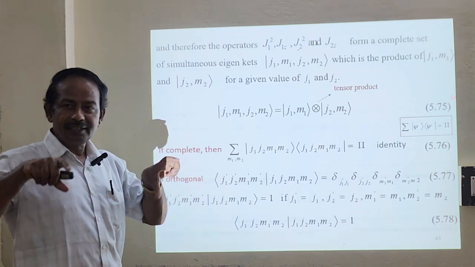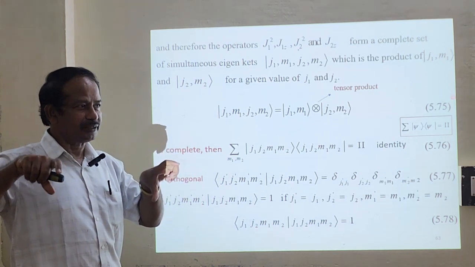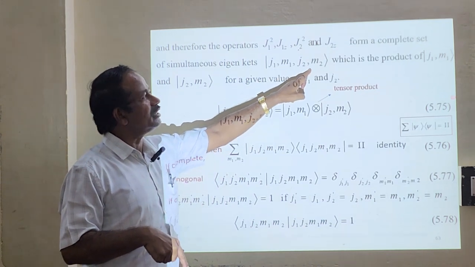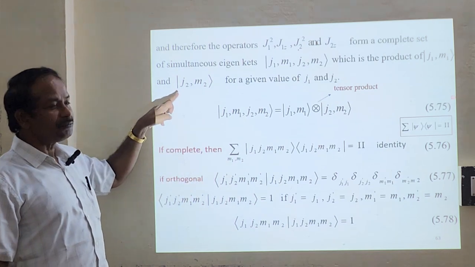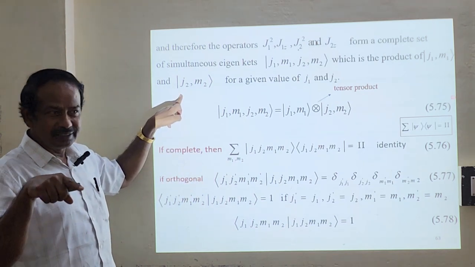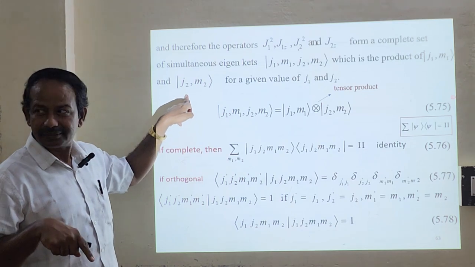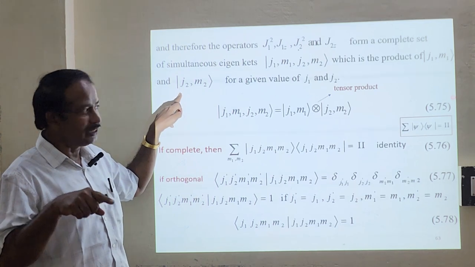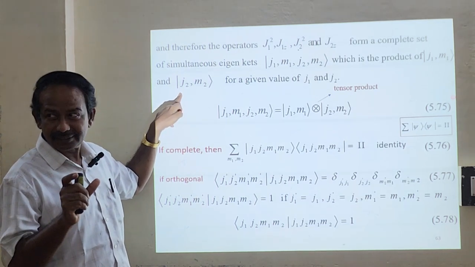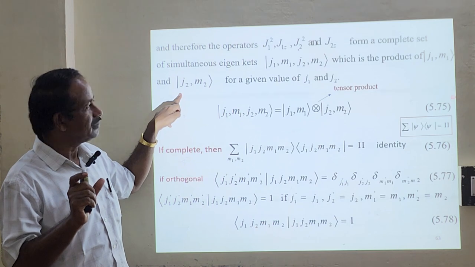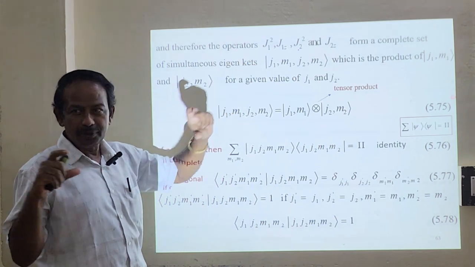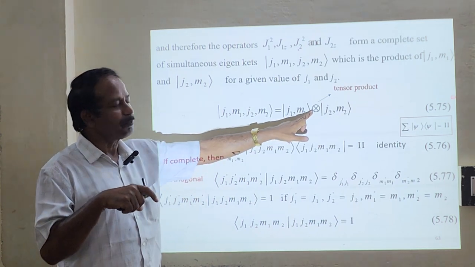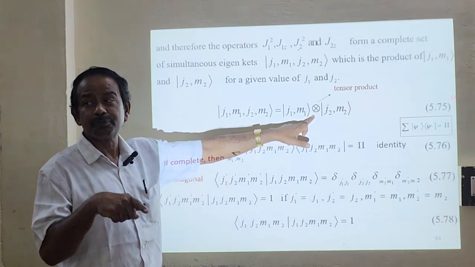Now, as I said, |J1, M1> and |J2, M2> combined together give you |J1, M1, J2, M2>, which is a product of |J1, M1> and |J2, M2>. These are all individual states. Now you have coupled. Coupled means you are coupling these two angular momenta. Coupling will take place only by means of the tensor product.